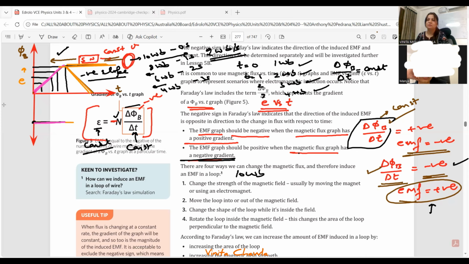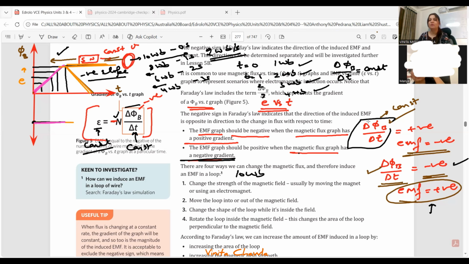I hope this part is clear. Yes. And what if there is no change in magnetic flux? What if we are keeping the magnet and the coil at the same place where they are? Then the gradient would be 0. So a straight gradient line will be on 0, X.